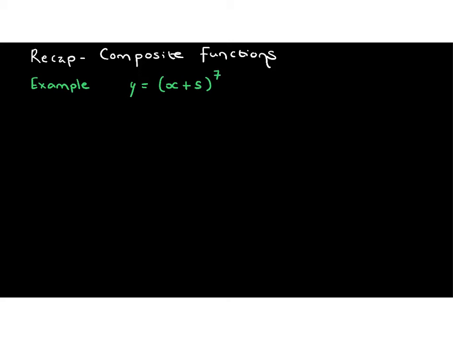So why is this a composite function? Well, you can see that we start with x, we add 5 to create the function x + 5, and then we raise to the power of 7. So we get (x + 5)^7. So this is a function that is composed of two separate parts, the adding of 5 and then raising to the power 7. Now, what I want to consider is how could we differentiate this function with respect to x?